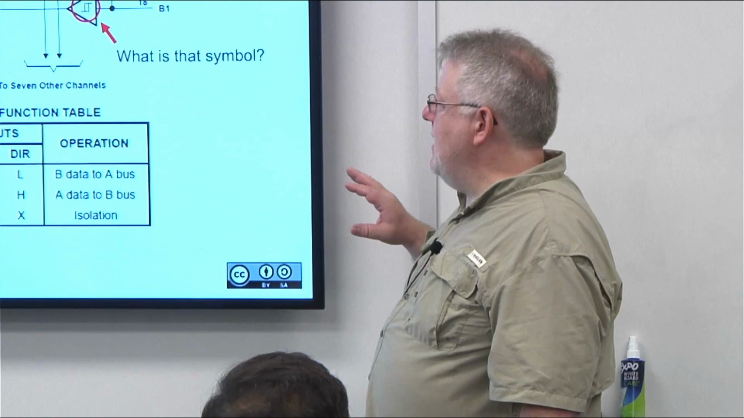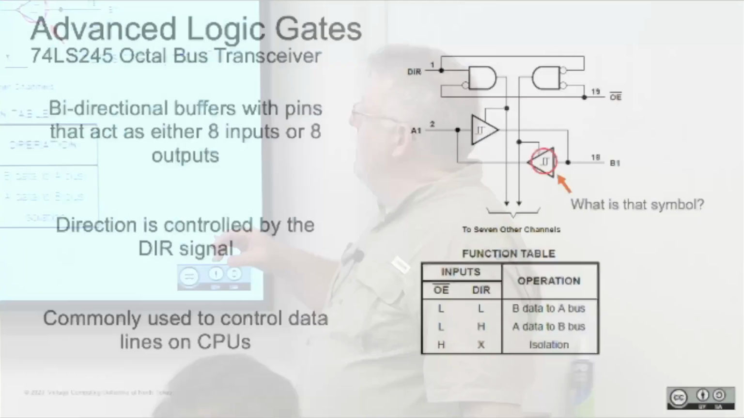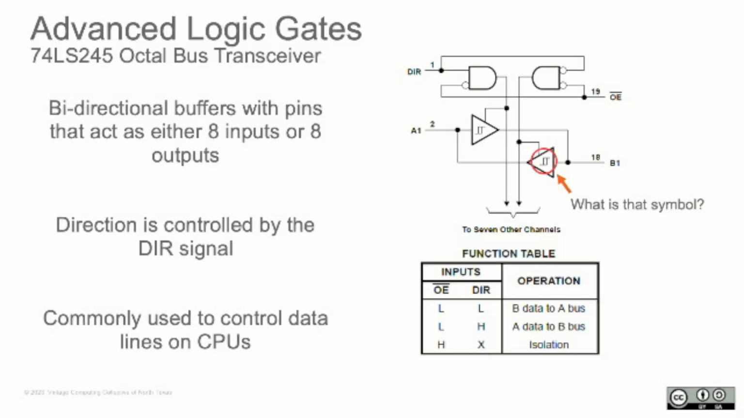Next one's a 74LS245 octal bus transceiver. Transceiver, as it sounds: transmit, receive. With this one, we have a direction pin that says which way we send the signal, and then we have the output enable.